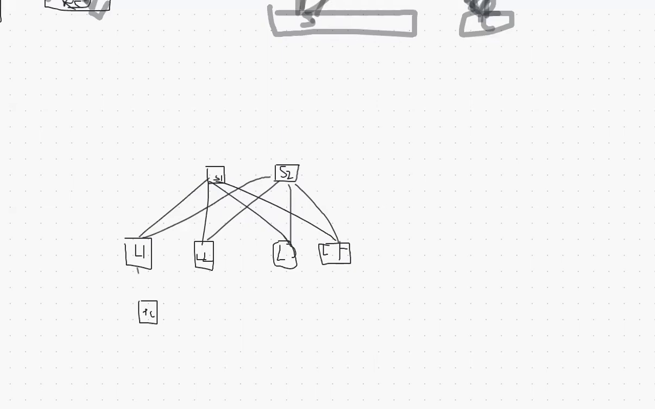So the PC1 is connected to leaf 1, and it wants to talk to the PC that is connected to leaf 3. The layer 3 L3 switch is here. Let's say this is 10.1.1.1. This is 11.1.1.1.